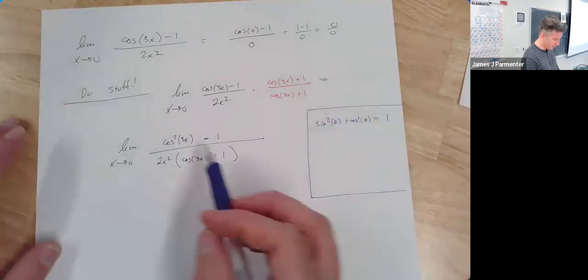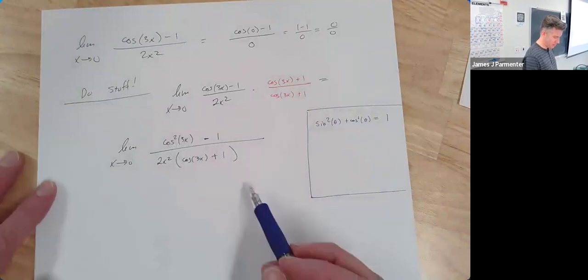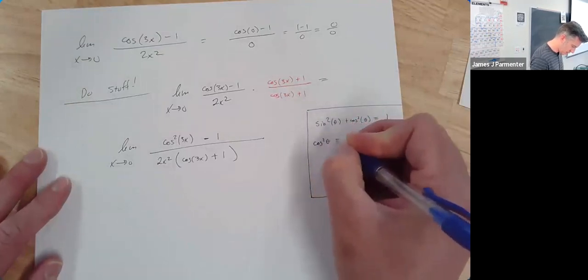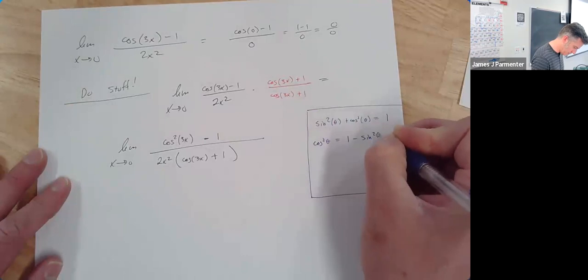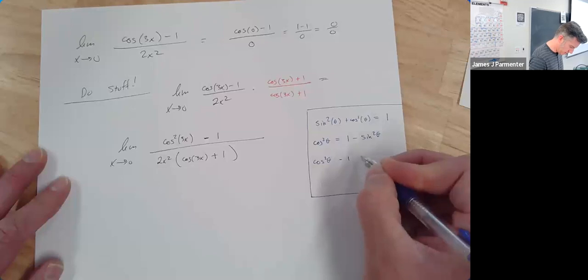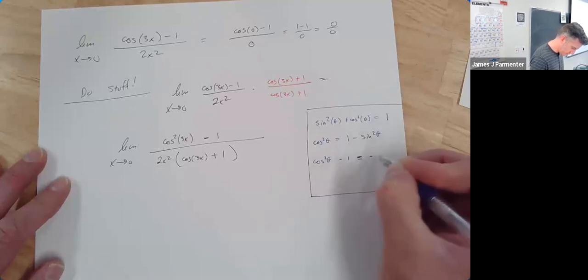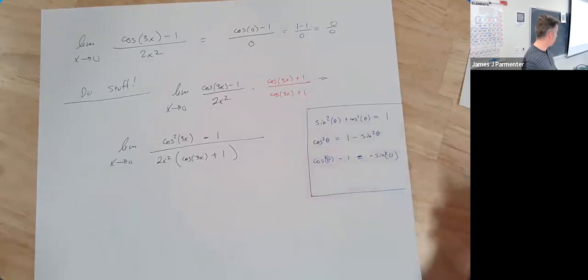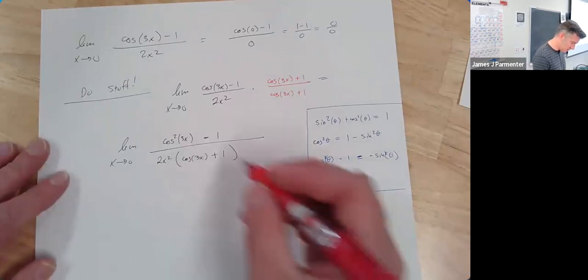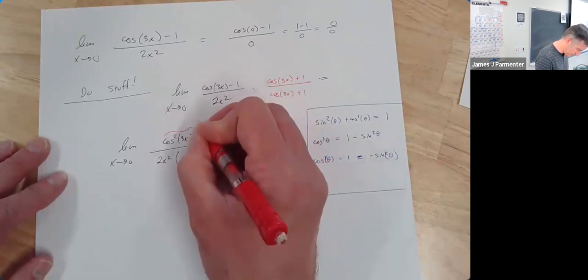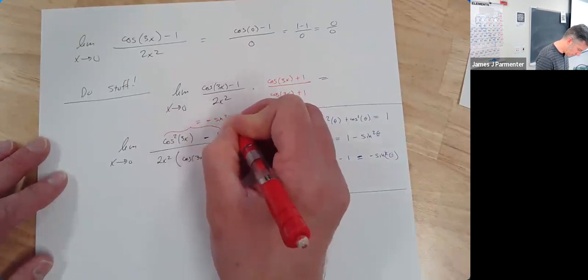So then I would really love to get cosine squared of my angle minus 1. So I'm going to subtract sine squared. So that cosine squared theta is equal to 1 minus sine squared theta. And then subtract 1. Cosine squared theta minus 1 is equal to negative sine squared of theta, where theta is whatever angle we've got. In this case, theta is 3x. So that's what this is going to get replaced by. This cosine squared of 3x minus 1 is going to end up equaling negative sine squared of 3x.